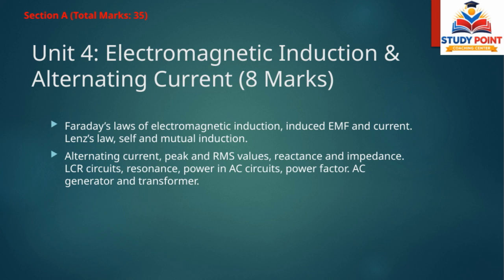Moving into alternating current, or AC, we'll examine how the peak and RMS values relate to the voltage and current we see in AC circuits. Understanding reactance and impedance is crucial here, reactance being the opposition caused by inductors and capacitors, and impedance being the total opposition in the circuit.